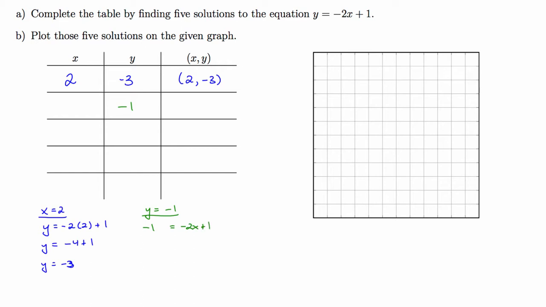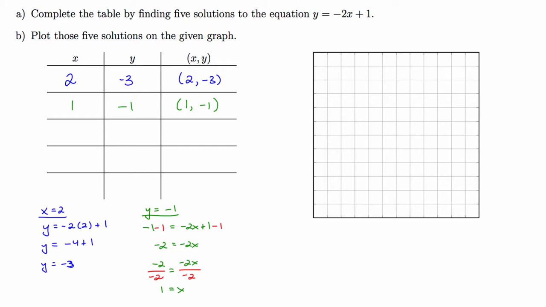To solve this equation, again, we follow our standard solving process. I will first isolate the variable term by subtracting 1 from both sides of the equation. This gives us negative 2 equals negative 2x. I will then solve the equation, negative 2 equals negative 2x, by dividing both sides of the equation by negative 2. And this tells me that a solution that has a y value of negative 1 must in turn have an x value of positive 1.